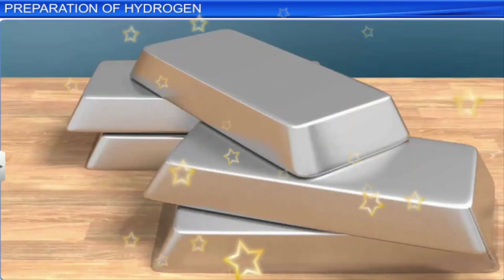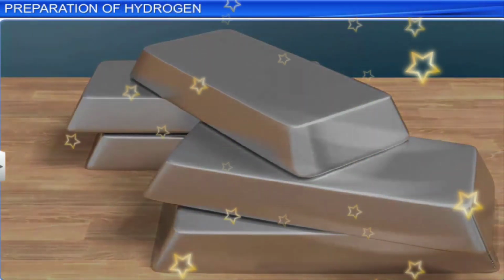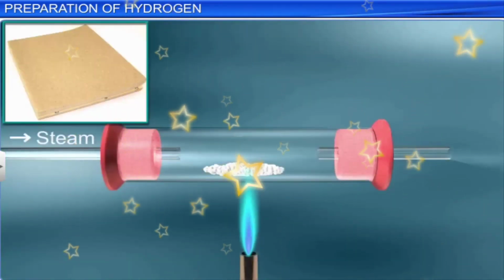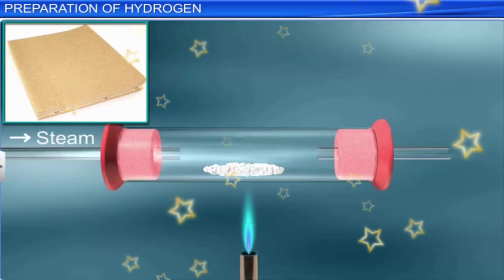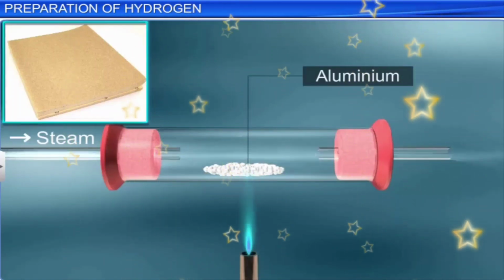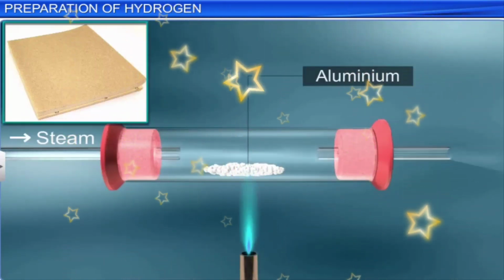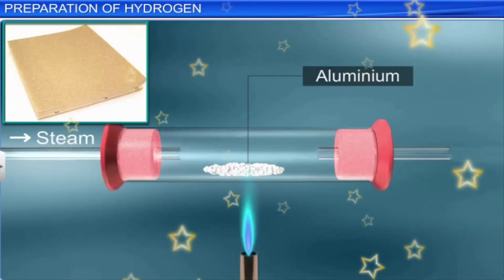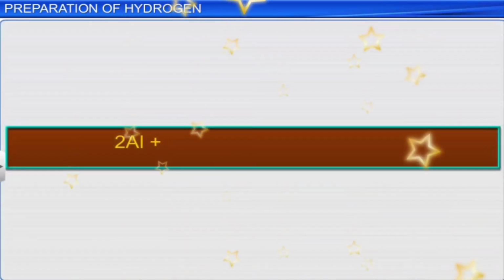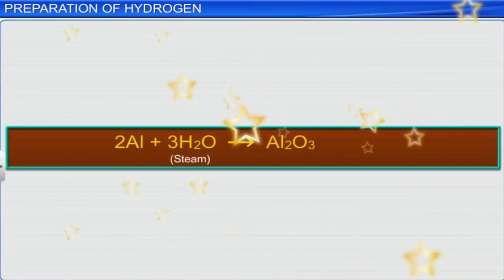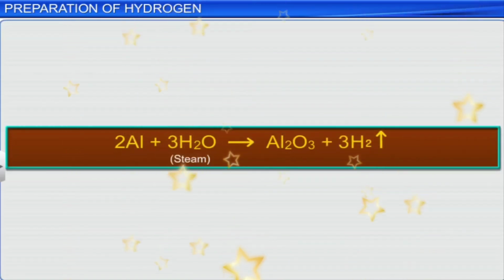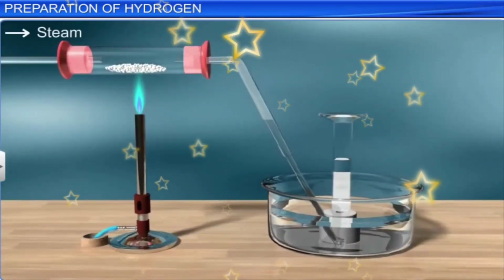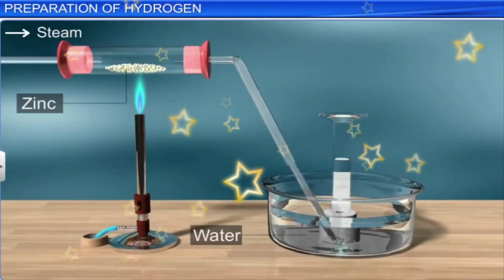Aluminium reacts with the oxygen in the air to form a coat of aluminium oxide. Therefore, it is important to remove the coating by rubbing with sandpaper before you get it to react with steam. The rate of this reaction is slower than that of magnesium. Aluminium reacts with steam to produce aluminium oxide and hydrogen. Zinc reacts with steam to form zinc oxide and reduces water to hydrogen.